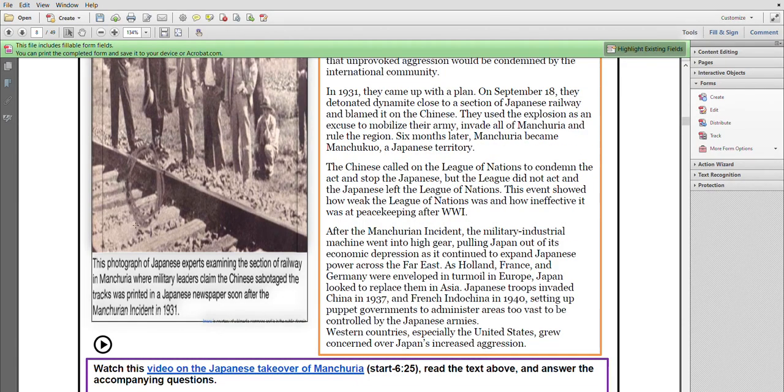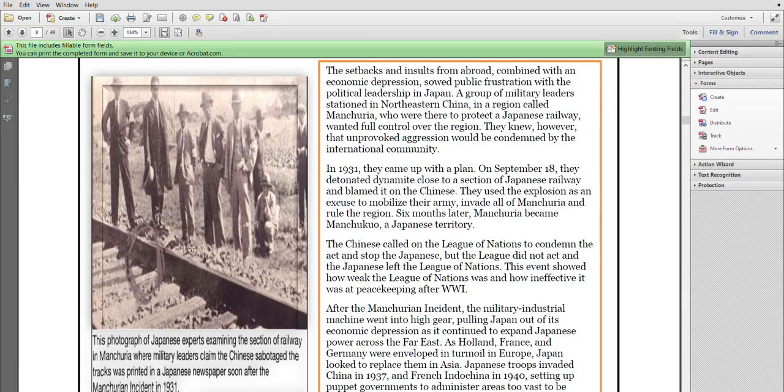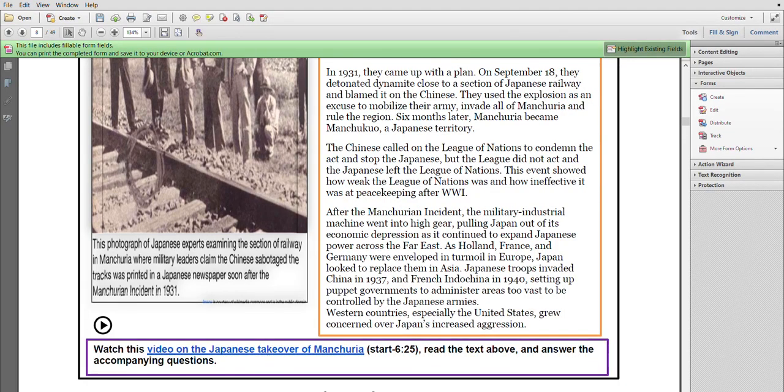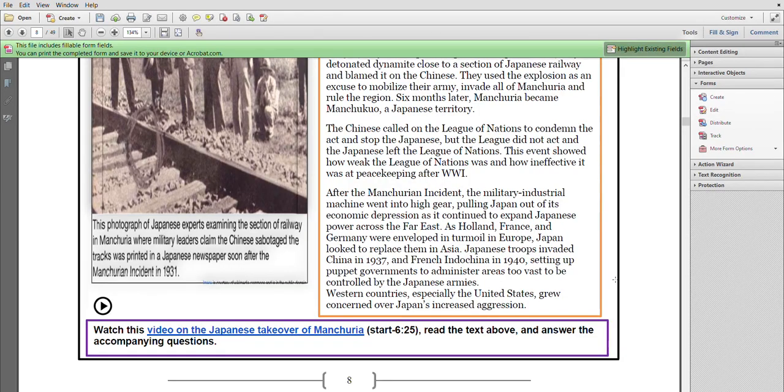Okay, here's a picture of the railway. And it looks like we have a circle drawn here in the picture. This photograph of Japanese experts examining the section of railway in Manchuria where military leaders claim the Chinese sabotaged the tracks was printed in a Japanese newspaper soon after the Manchurian incident in 1931.